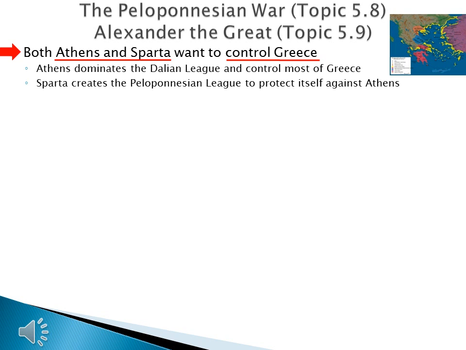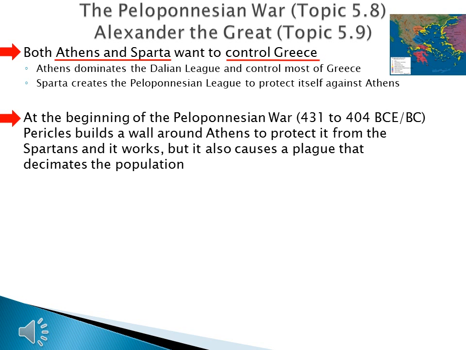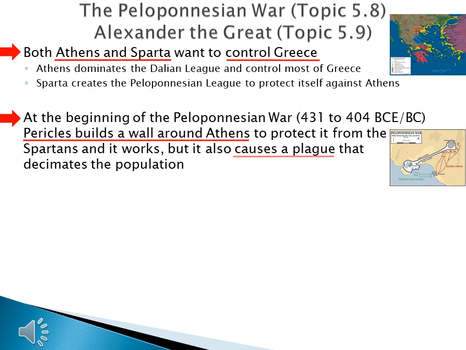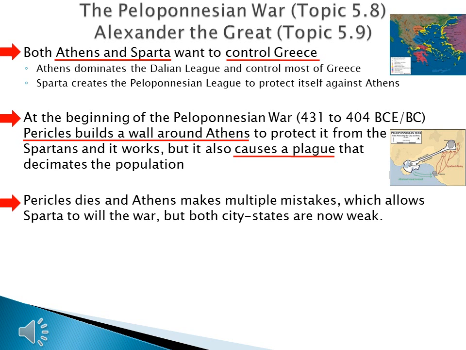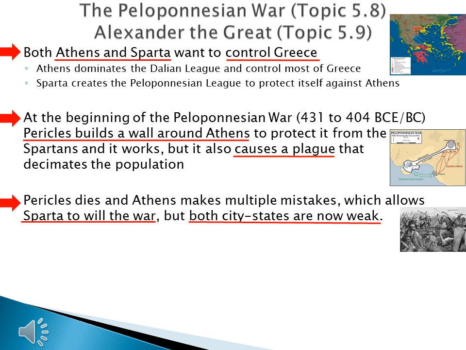Well, eventually these two city-states are going to fight each other, and at the beginning of the Peloponnesian War, that's a long war, 431 to 404 BCE, Pericles builds a wall around Athens to protect it from the Spartans, and it works. But it also causes a plague that decimates the population. A lot of people in Athens die because of this wall. In fact, Pericles dies, and then Athens makes multiple mistakes, which allows Sparta to win the war. But both city-states are now weak, and that leads to this.